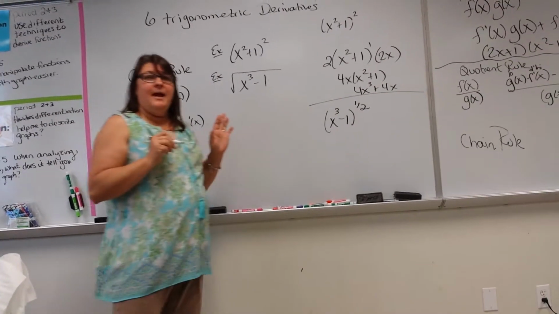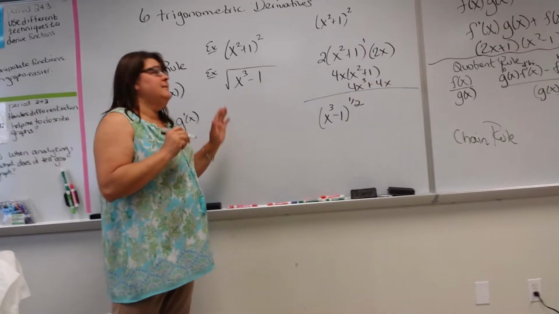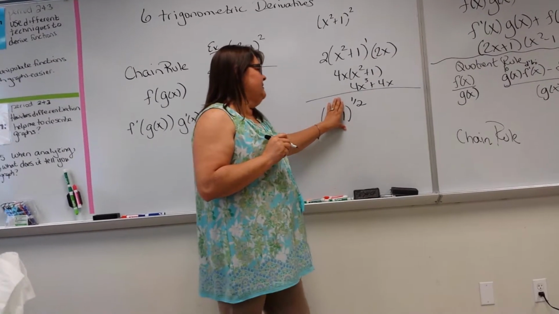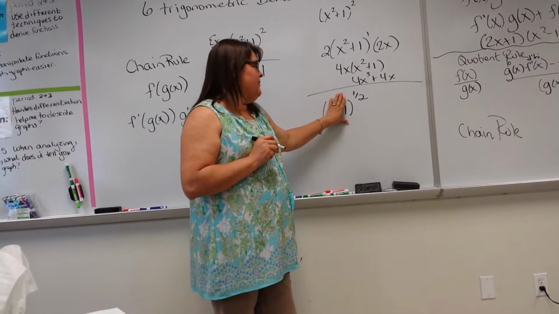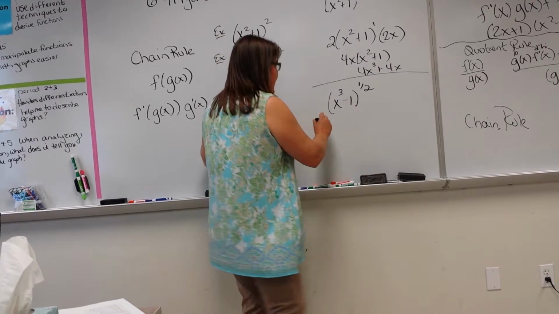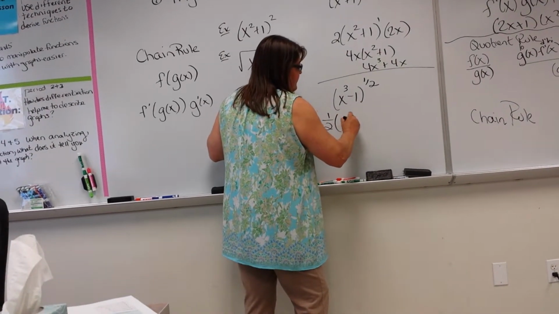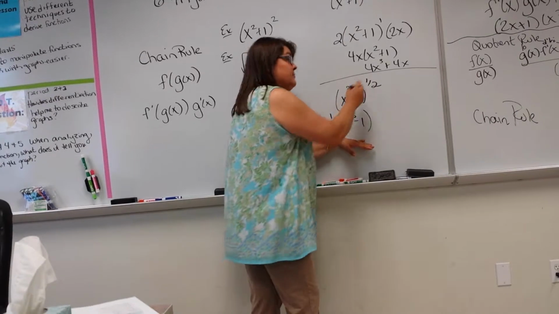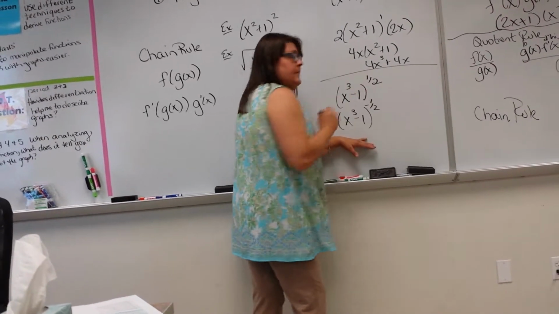Is everybody okay with that? Okay. Same as before. Forget the insides for a moment and take the derivative of the outside shell. So 1/2, write the thing on the inside, leave it alone, -1/2, subtract 1 whole. Are we good so far?